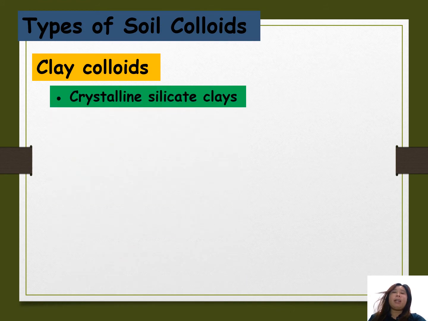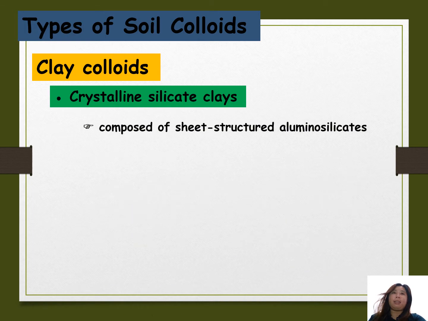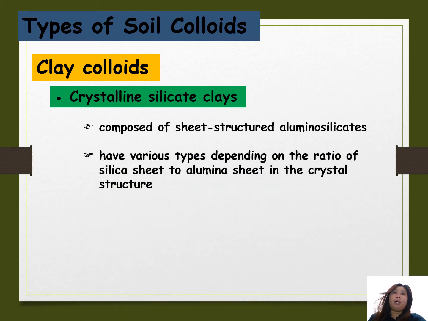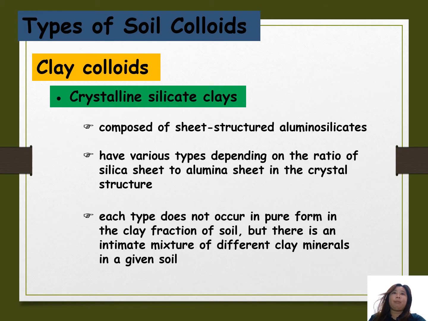So let's take a look at the crystalline silicate clays. These crystalline silicate clays are composed of sheet-structured aluminosilicates and have various types depending on the ratio of silica sheet to alumina sheet in a crystal structure. And each type does not occur in pure form in a clay fraction of soil, but there is an intimate mixture of different clay minerals in a given soil.